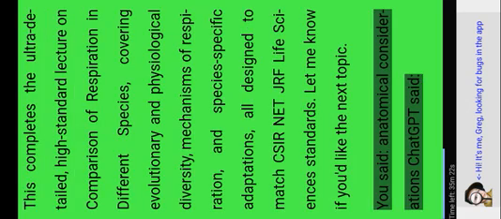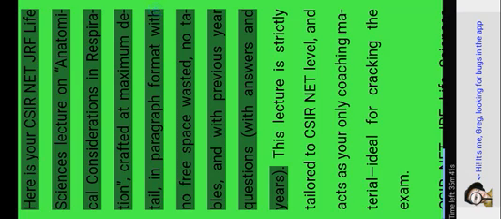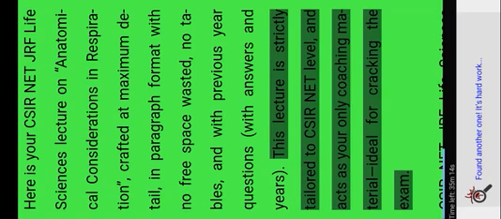You said: anatomical considerations. ChatGPT said: Here is your CSIR-NET JRF Life Sciences lecture on anatomical considerations in respiration, crafted at maximum detail, in paragraph format with no free space wasted, no tables, and with previous year questions with answers and years. This lecture is strictly tailored to CSIR-NET level, and acts as your only coaching material, ideal for cracking the exam.